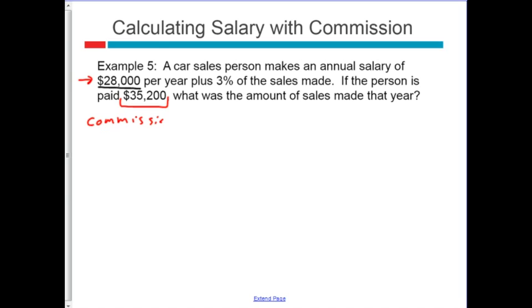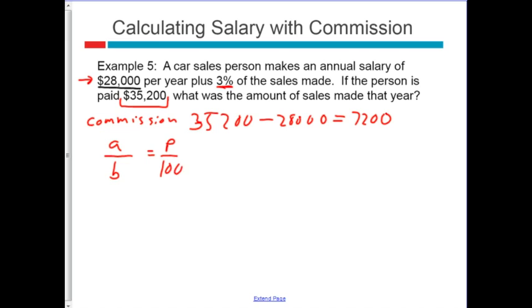And the amount of the commission is $35,200 minus $28,000. And that amount is $7,200. That is the amount of the commission. That is the amount this percentage applies to. So amount over base equals P over 100. Because the question is, how many cars did the person have to sell to get this much in commission?